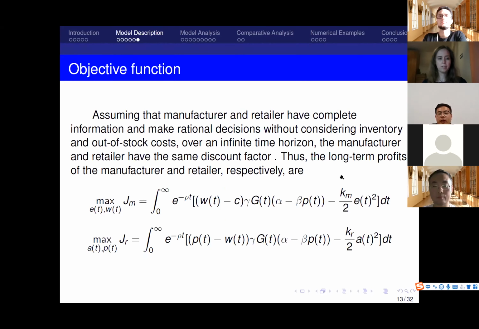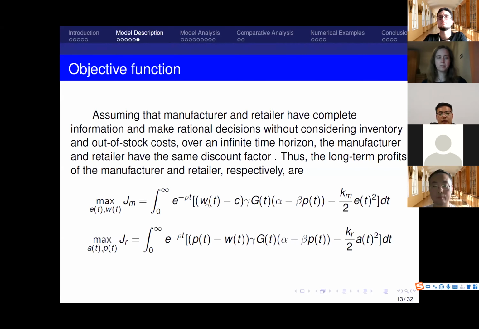Assume that the manufacturer and retailer have complete information and make reasonable decisions without considering inventory or out of stocks. And the manufacturer and the retailer have the same discount factor. Thus, the long-term profit of the manufacturer and the retailer respectively are like these two equations. The time is from 0 to infinity. This is the discount factor.